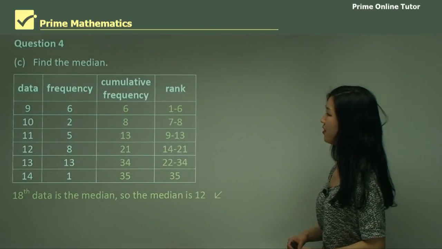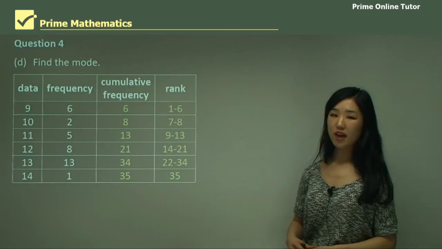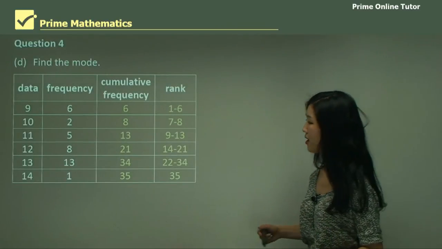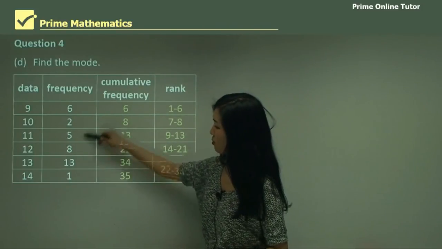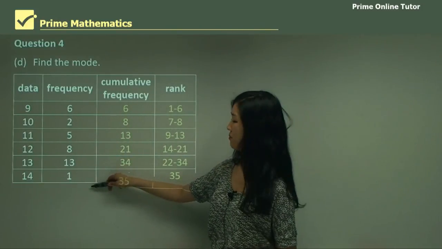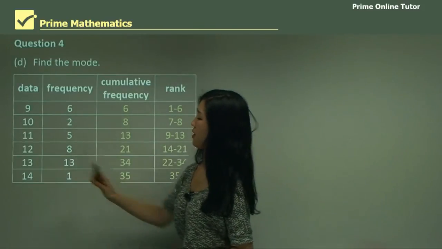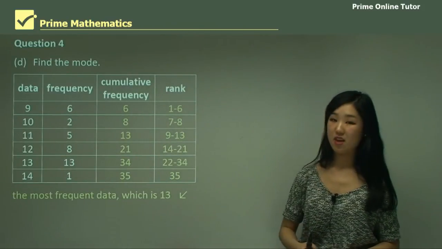Let's move on. The mode. Okay, you should already know that mode is the most frequent occurring data. Okay, so have a look at the frequency. Which one has the highest frequency? 13. And what data represents that one? 13. So the most frequent data is 13.